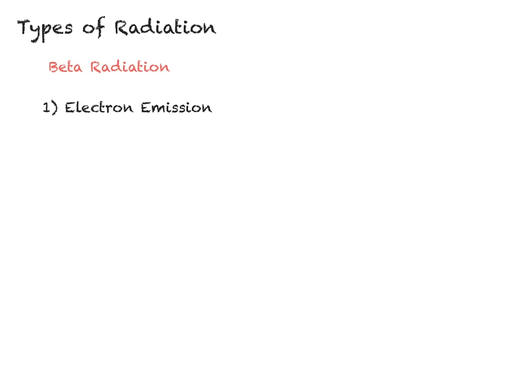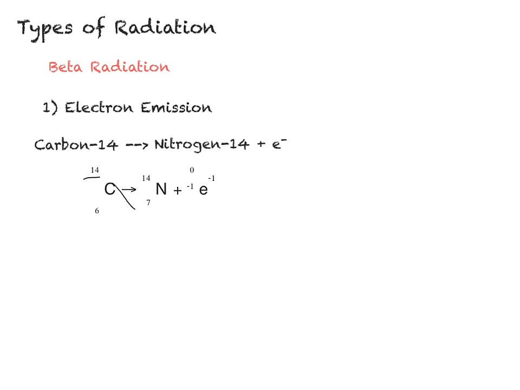For example, the radioactive carbon isotope, carbon-14, decaying into nitrogen-14 and giving off 1 electron. As we can see, one of the neutrons from the carbon has decayed into a proton and an electron has been given off.